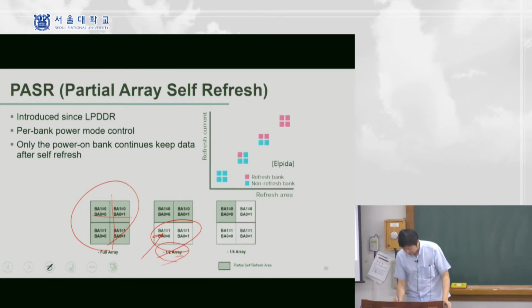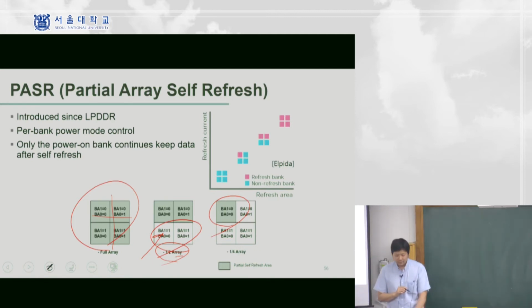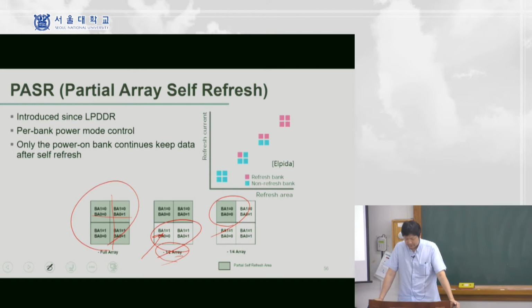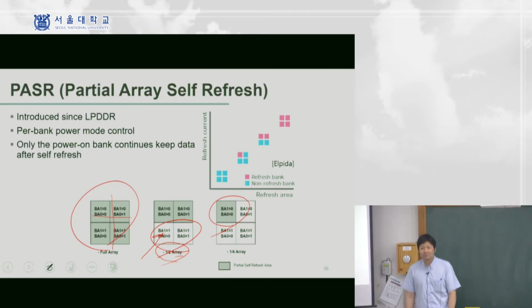And in the extreme case, we only keep 1/4 of the chip area active, and the other 3/4 of the chip is idle. So we skip the refresh for these 3 banks. Then there's a natural question: how do you know? How does DRAM know whether the data it's holding is valid or invalid? That's one question, right?